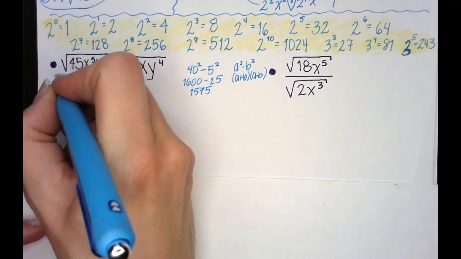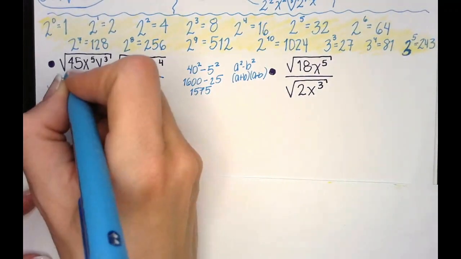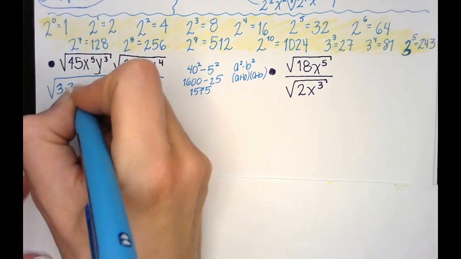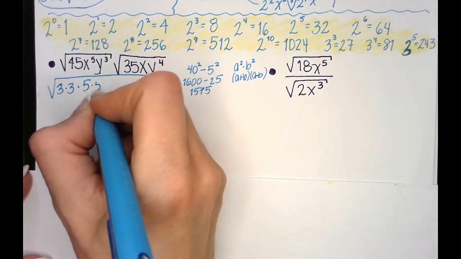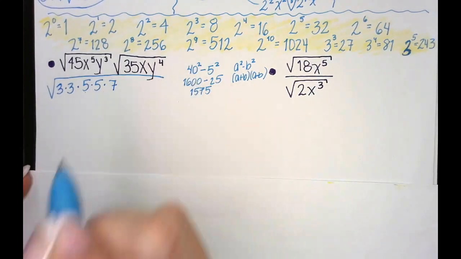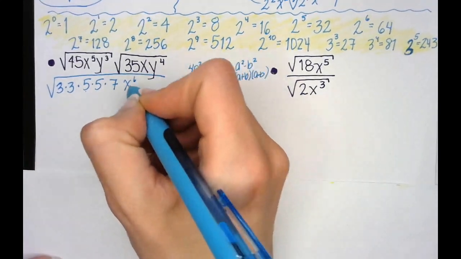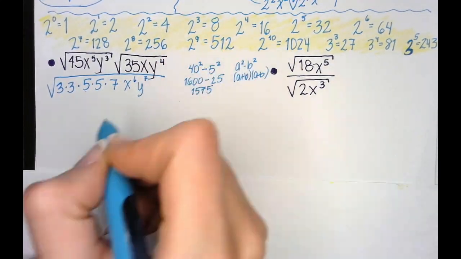So, square root of, what multiplies to give me 45? I need to make my prime factorization. 45 is 9 times 5, and 9 is 3 times 3. You could leave it a 9 if you're fine with that, but here's my 9 and my 5, and then 35 is 5 times 7. The x to the 5th and the x is x to the 6th, and the y to the 3rd and y to the 4th is y to the 7th.